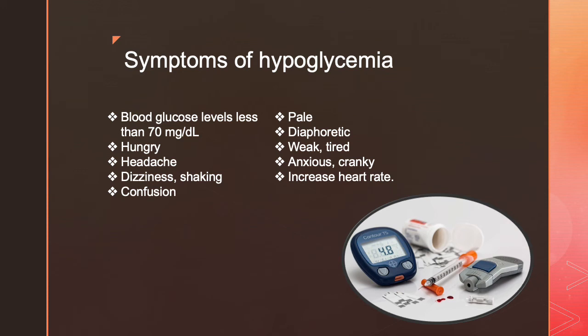And make sure that you're having at least 15 grams of protein. So you can do anything like peanut butter, cheese and crackers, something with meat in it or protein to help sustain your blood sugar.